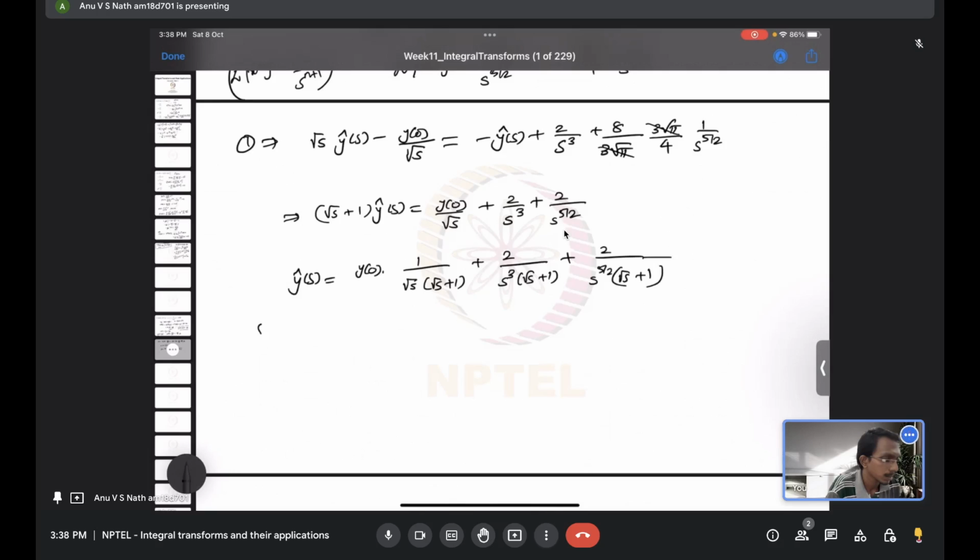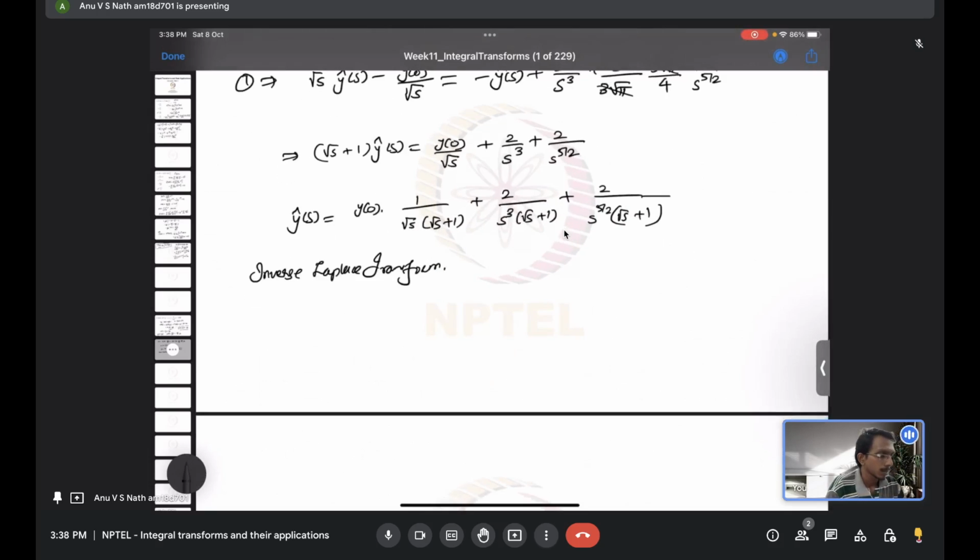And now we need to take the inverse Laplace transform. First of all, I think you remember the generalized expression for the Laplace inverse. We have a form like s raised to alpha, then, give me a second.